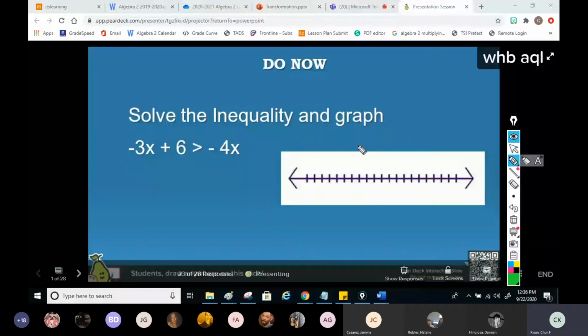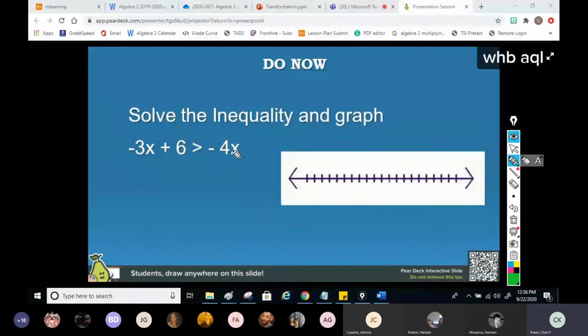So negative 3x plus 6 greater than negative 4x. So just pretend this is an equal sign for now, okay? Pretend this is an equal sign, and we are going to solve this thing as if this is an equal sign for now. All right, we have one term right here, and then we have another term right here.